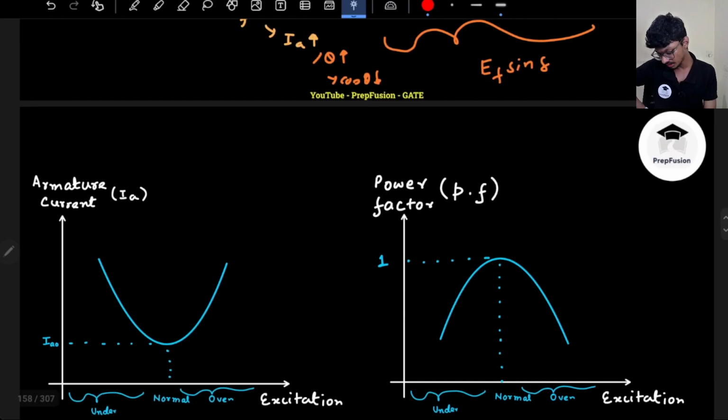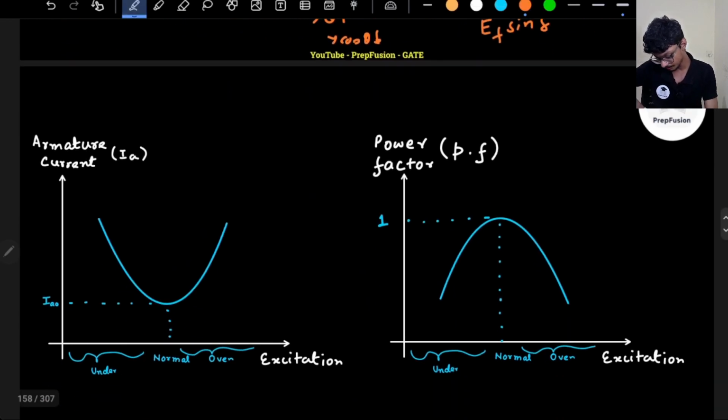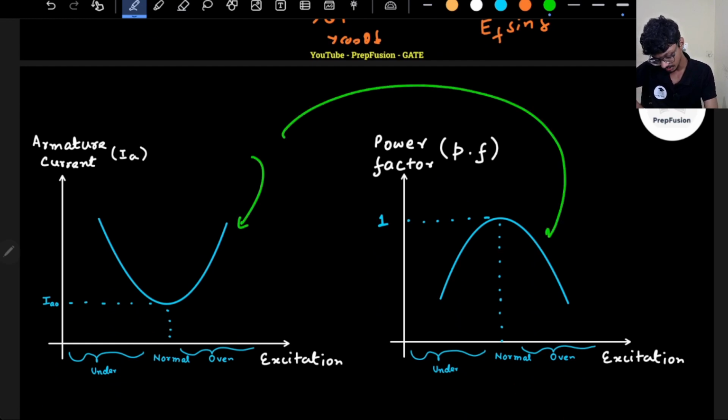In the V curve, this is actually not symmetrical. Although you see it is symmetrical here, I will highly recommend you, it is not totally symmetrical. This is known as the V curves.